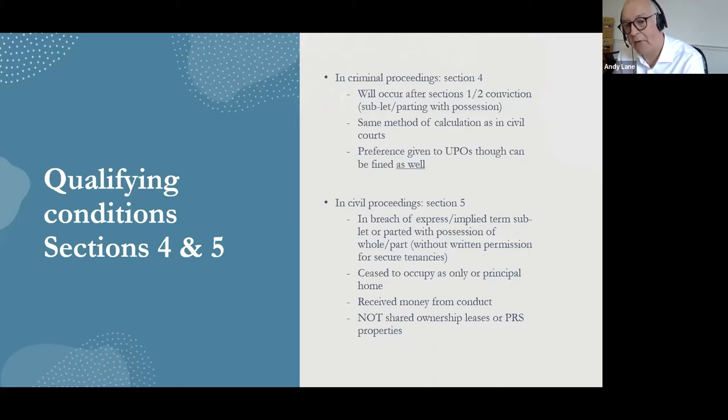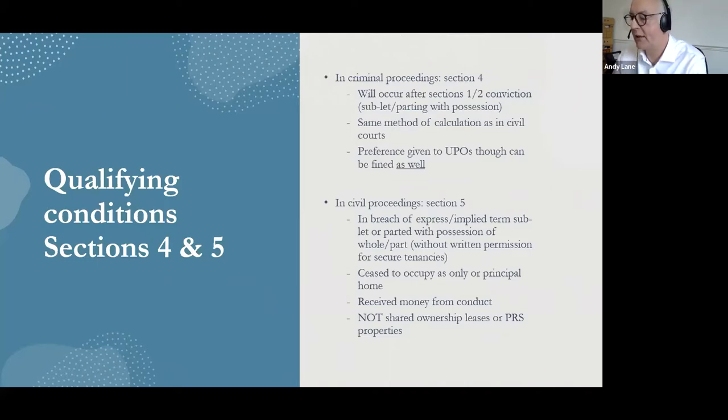But before we look at that, just bear in mind that, of course, you can get unlawful profit orders for subletting part. And you can see that under Section 4 or indeed Section 5. But the key is that the tenant is not living there as their only or principal home. That's the key. It doesn't apply to shared ownership leases or PRS properties, but there has been some attempts, not successful so far, to achieve a similar civil remedy against shared ownership properties. But at the moment, it's not available in those cases.